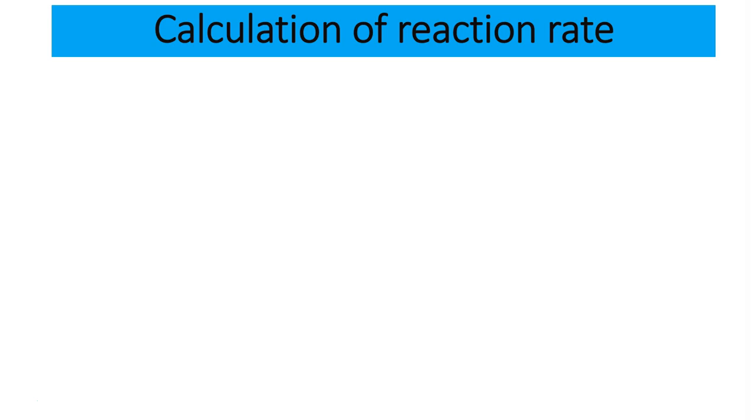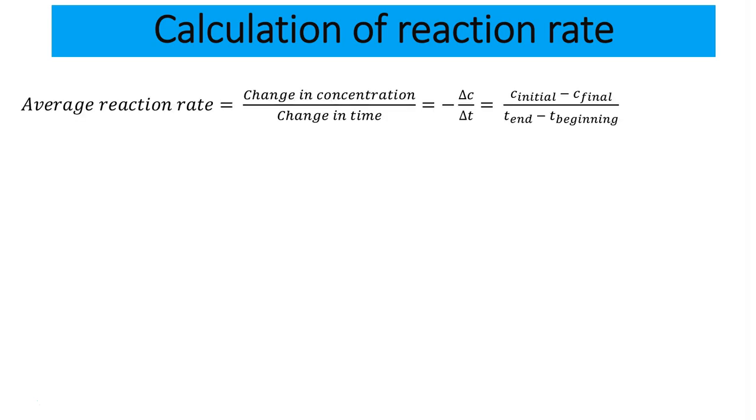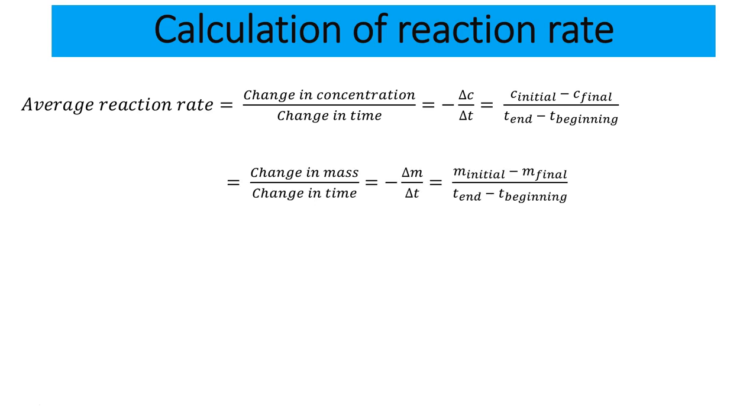So let's get to the calculation of our reaction rates. The average rate of reaction is the change in concentration divided by the change in time, or minus delta C over delta T. Remember, delta C is always final minus initial, but because I have a minus in front, I can say the concentration initially minus the final concentration, divided by the time at the end minus the time in the beginning. But remember, they told us we can calculate reaction rate in different ways.